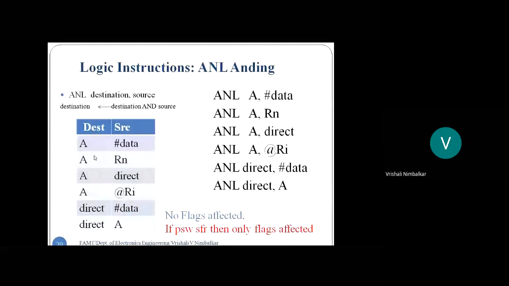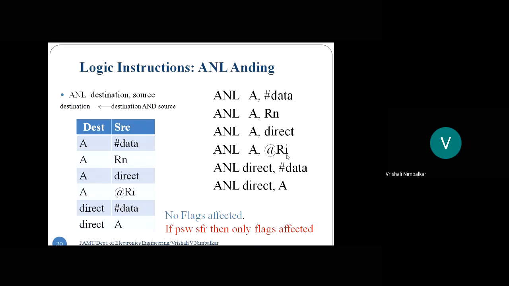The same is written here. See, ANL A comma hash data: the data in the instruction itself is ANDed with the accumulator, and the result is stored back in the accumulator, immediate addressing mode. ANL A comma Rn: data is in register Rn, ANDed with accumulator data, result stored back in the accumulator. In the second 2 instructions, the data is in memory, so the direct address data is ANDed with the accumulator and stored back in the accumulator.